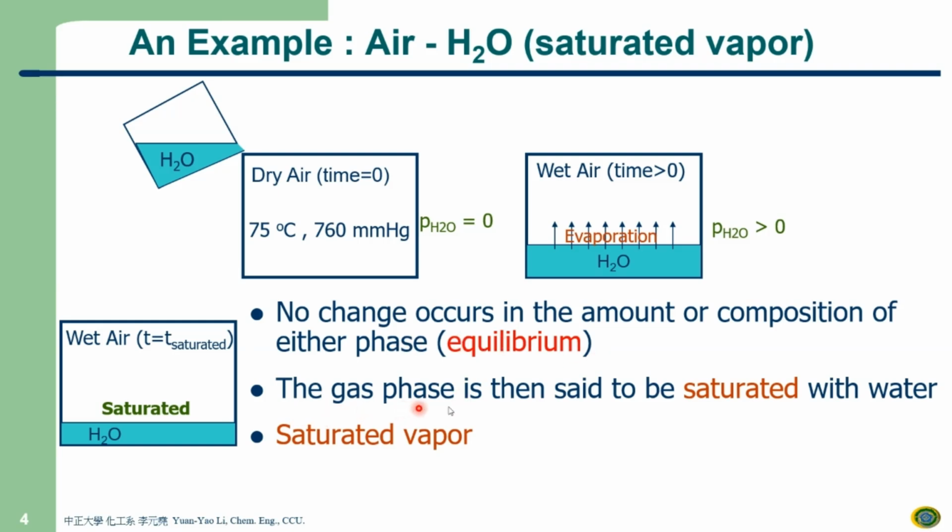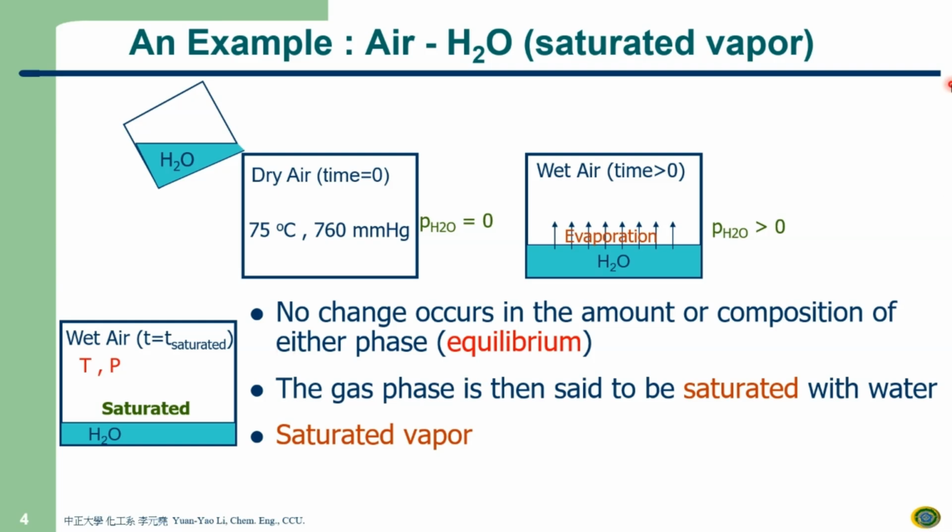Okay, and then the gas phase is then said to be saturated with water. And this is what we call saturated vapor. Okay, so you understand this? No problem. So at that time, you can change the temperature and pressure, right? Because if you change the temperature and pressure, you will have different vapor pressure. Or I should say you will have different saturated vapor. Okay, you will have different vapor pressure of the H2O.